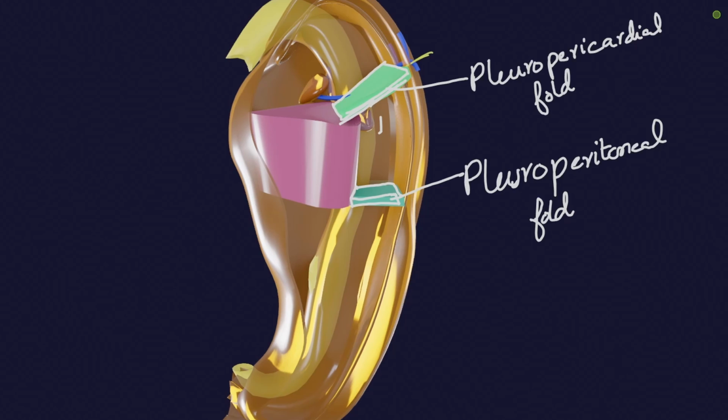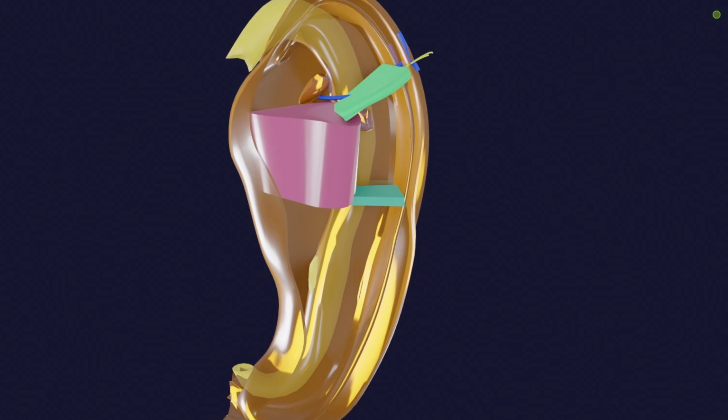Now please keep in mind that at this time the pleuropericardial fold is sort of diagonal. It is slightly horizontal but a bit diagonal, but later on you will see that it will become vertical like this. So how does it become vertical?